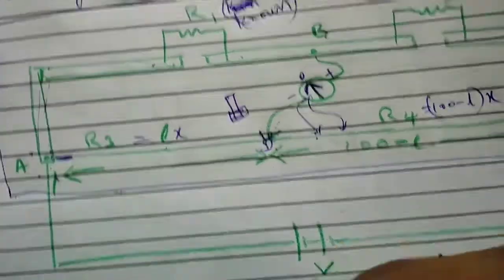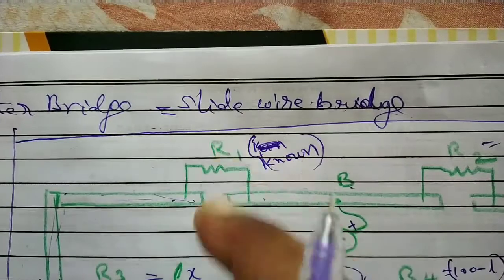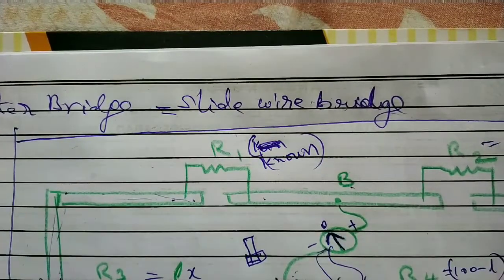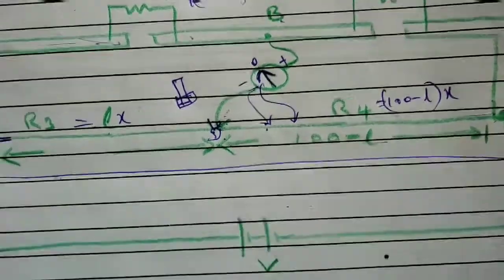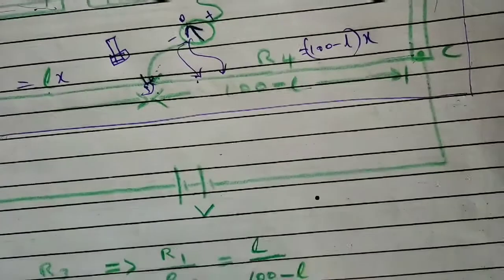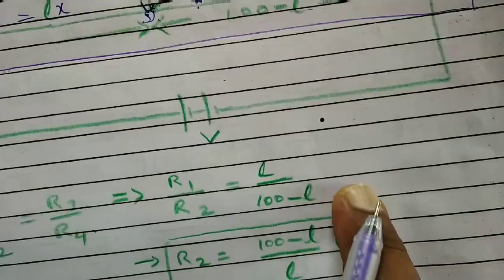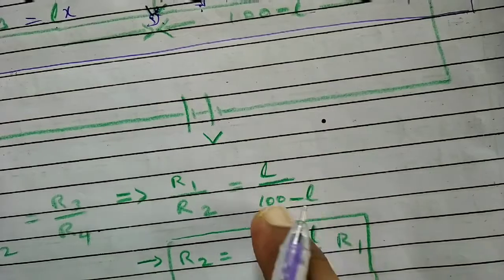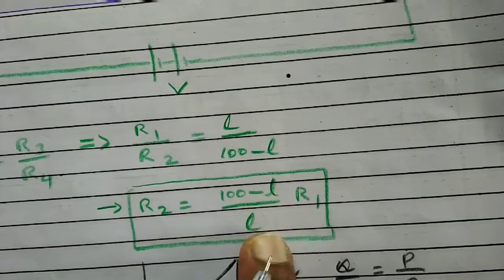So when the circuit is in balanced state, all the resistors are related with one equation we already got. R1 by R3 is equal to R2 by R4. That is, R1 by R2 is equal to R3 by R4. But R3 is equal to LX, and R4 is (100 minus L) into X. X gets cancelled. So R1 by R2 is L by (100 minus L). Then from this equation, R2 is equal to (100 minus L) by L into R1.